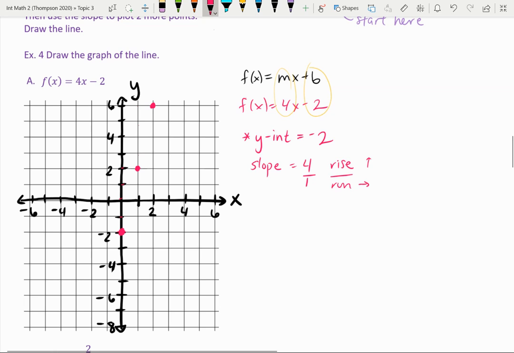Now going up 4 over 1 is actually the same as going down 4, left 1, because a negative divided by a negative is still a positive. So if I go back to my y-intercept and I go down 4, 1, 2, 3, 4, and then left 1, you'll notice that that lies on the same line. So go ahead and use your straight edge, some kind of a ruler, and draw a nice straight line. There it is. It has a negative y-intercept and a positive slope.